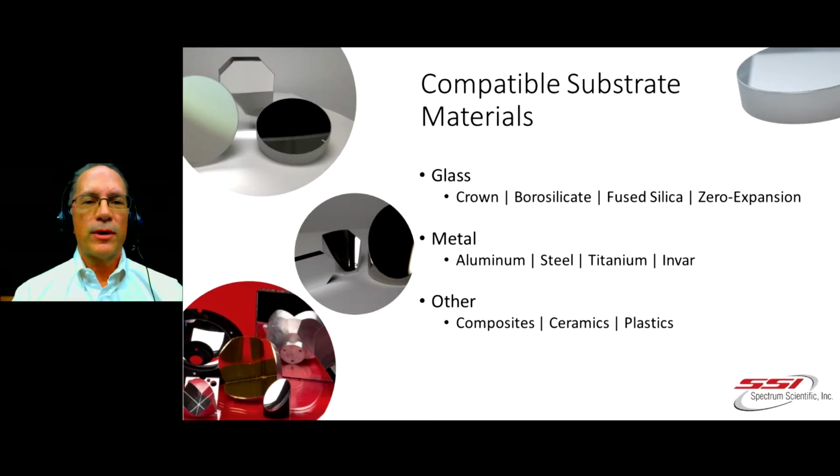As I said before, materials that you can replicate onto include glass, different glass types, metals. These are all materials that we have replicated onto in the past. And basically with today's modern adhesion promoters, it really opens up the doors to applying the transfer layer to any substrate material you choose.